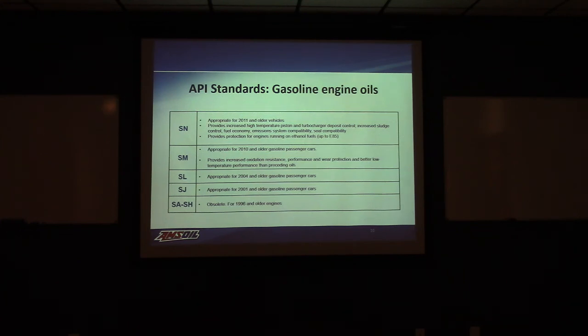One of the things to keep in mind, these standards tend to be backward compatible. So if you have an older vehicle that, hey, let's say calls for an API SJ product, all right? And you may not even be able to find that type of product on the market anymore. You can, without any concern, utilize an SL or an SM or an SN oil in there. Backwards compatible. So a little safety there.